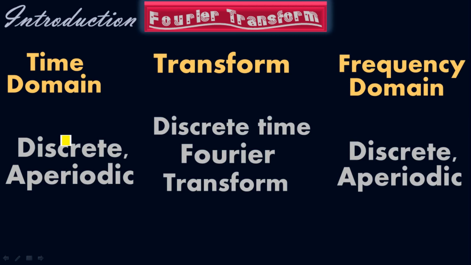So when the source signal is discrete and non-periodic in time domain, we're going to use discrete time Fourier transform. By using discrete time Fourier transform, the signal which is discrete and non-periodic in time domain will give the same form of discrete and non-periodic in frequency domain.